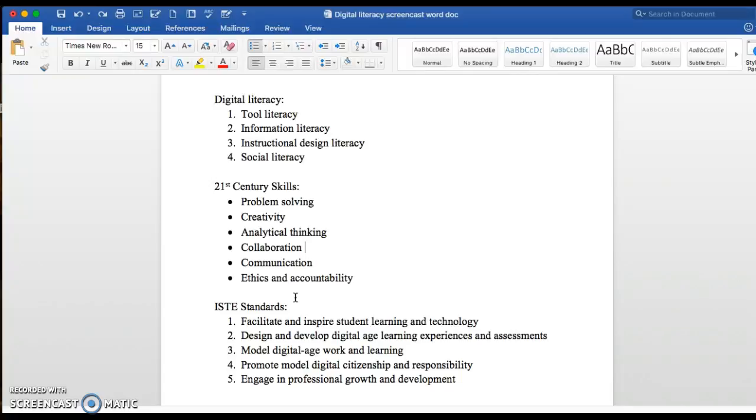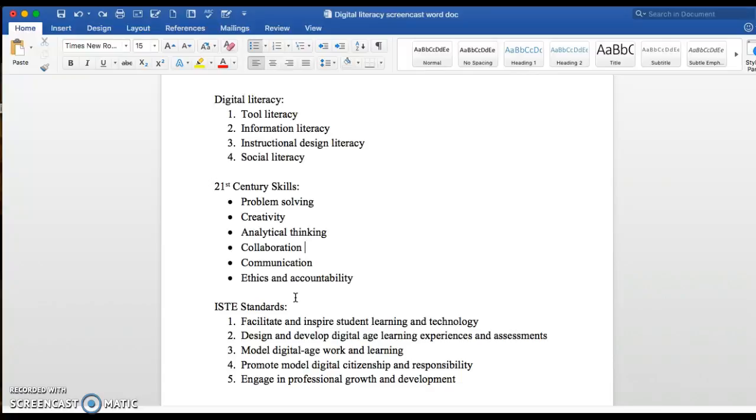For the second and third standards, being digitally literate, specifically instructional design literacy, would be extremely helpful because you would work with your students on development and models. Collaboration and communication would also tie in very well because you'd be working so closely with students and relying on your communication skills for their understanding.